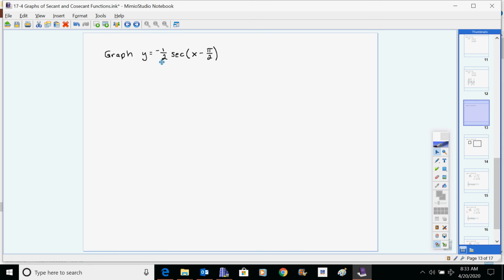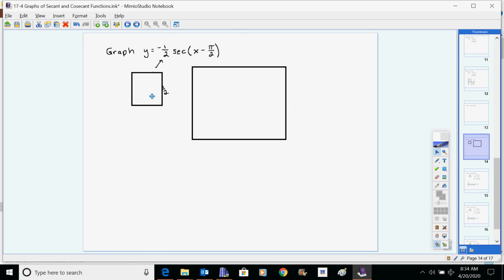Okay, this 1/2 means it's going to be half as tall. It's cutting the amplitude in half. And this negative means that instead of going up to down like a normal cosine function, it's going to go down to up and be upside down. Okay, so there's what this means. The negative means upside down. The 1/2 means the amplitude is a half rather than going all the way up.